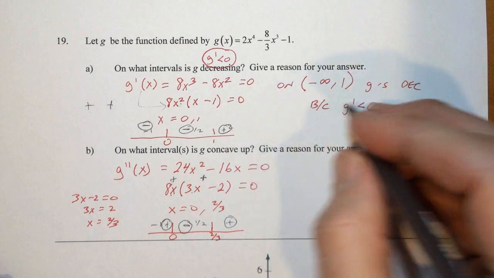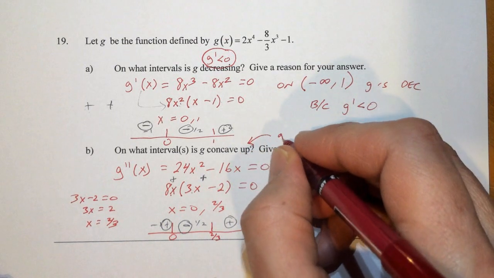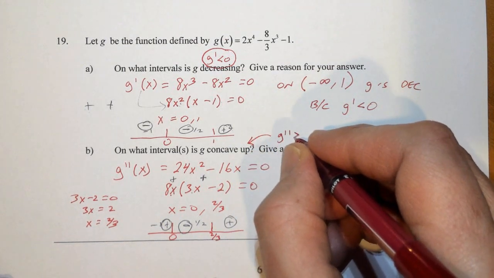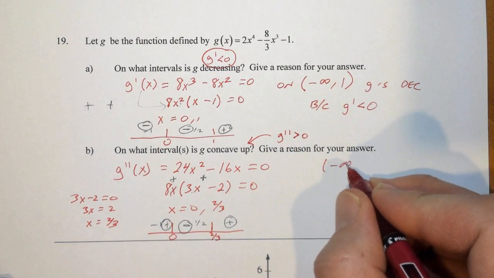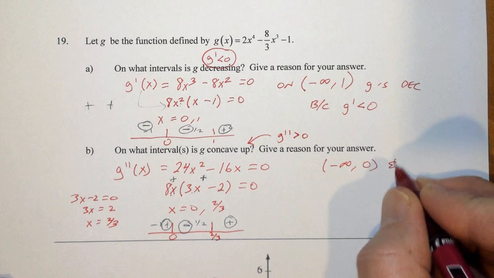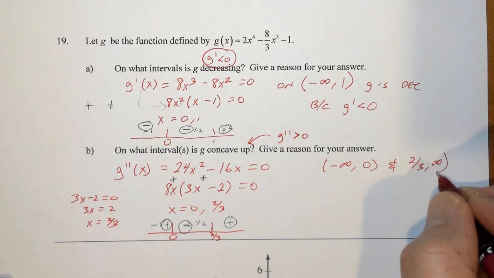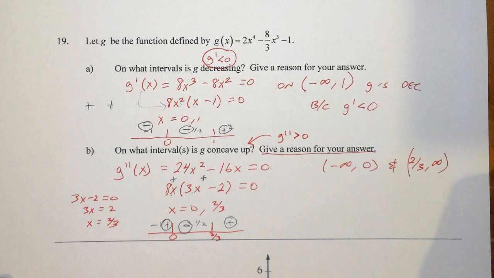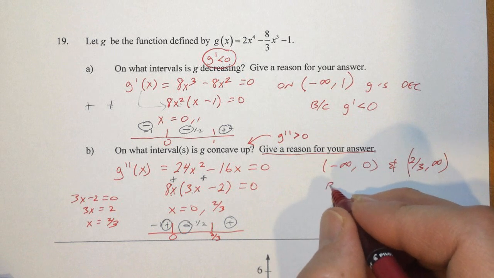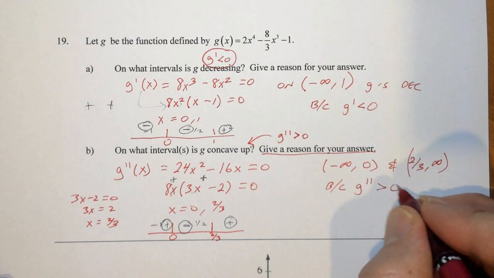We want concave up. Concave up is going to happen when g double prime is positive, and that was on the interval from -infinity to 0, and then again from 2/3 all the way to infinity. So we got to give both intervals. We also have to give that reason. Remember, the reason is very important, because g double prime is greater than 0.